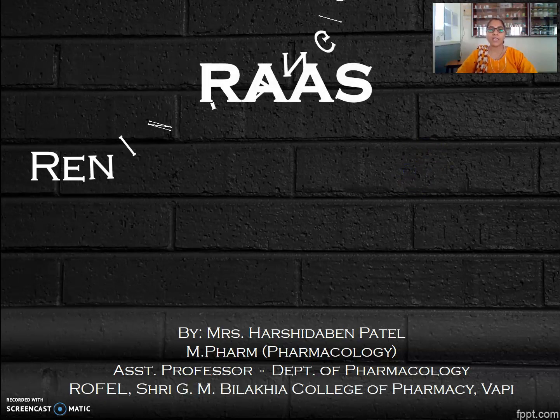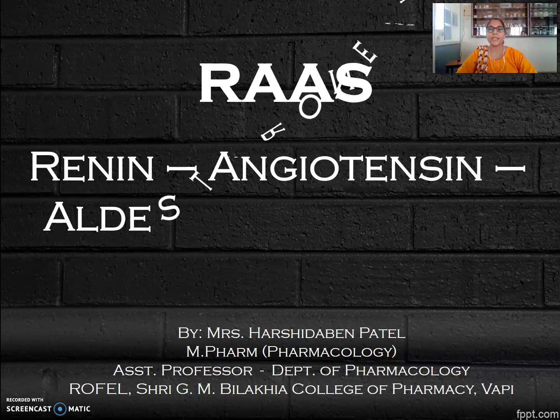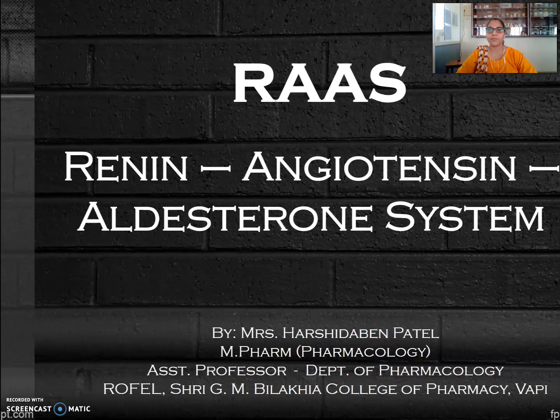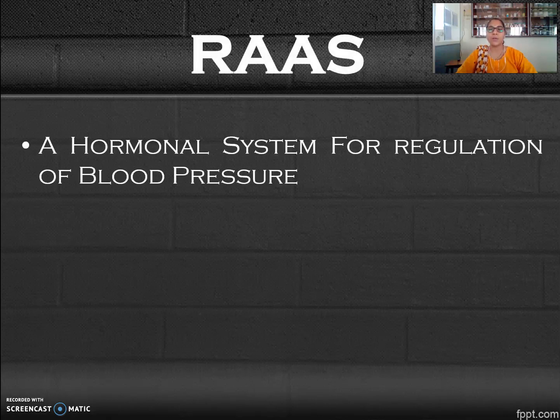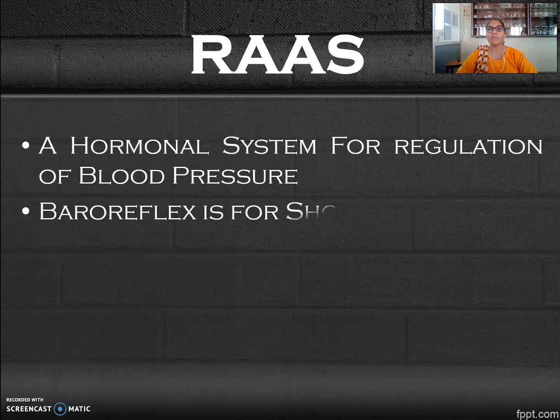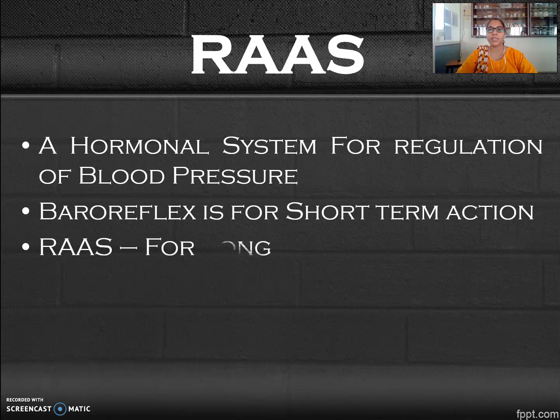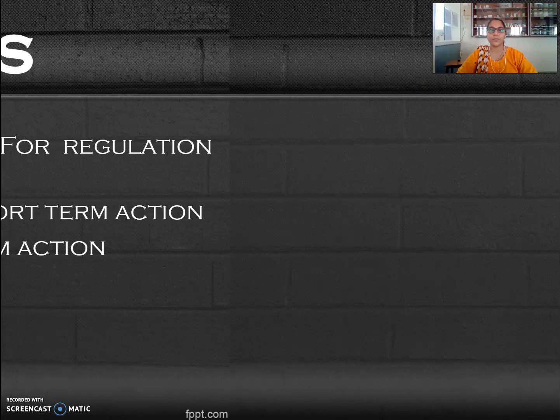The full form of RAAS is Renin, Angiotensin, Aldosterone system. The system RAAS is a hormonal system for the regulation of blood pressure in our body. Another system which is present for the regulation of the blood pressure in our body is baroreflex, which is a short-term action, while this RAAS system is for long-term action.